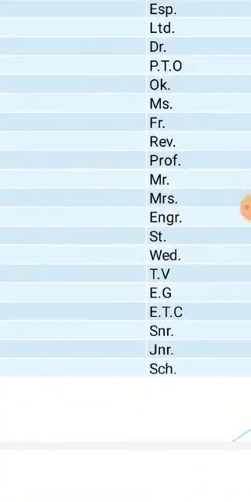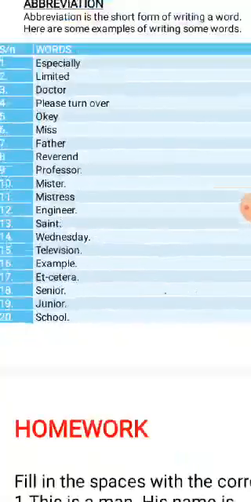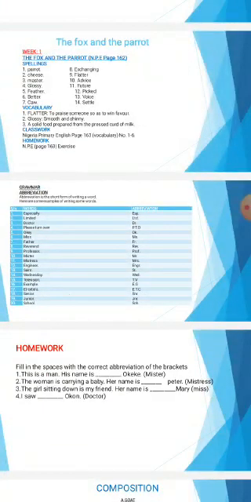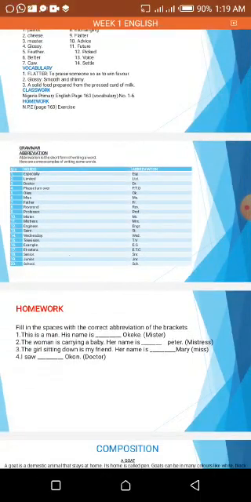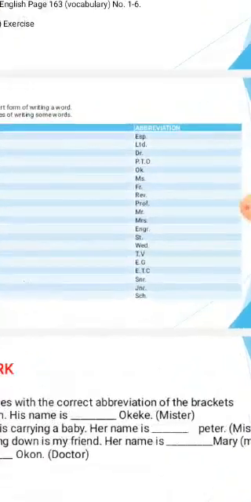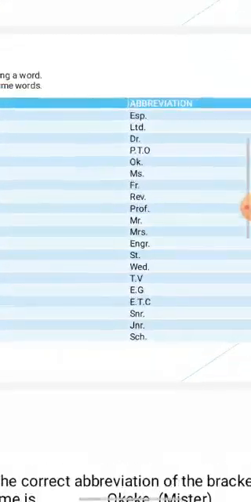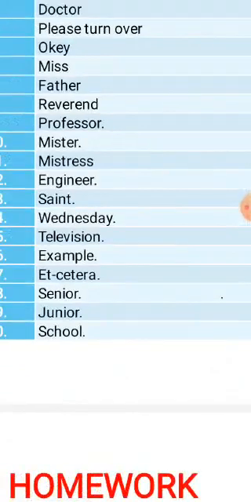Any of them could be used. You can say ST, you can put SAINT. You can choose to use any of them. Then, number 14, Wednesday. Wednesday is written for short as W-E-D. W-E-D is the short form of the word Wednesday, the fourth day of the week.